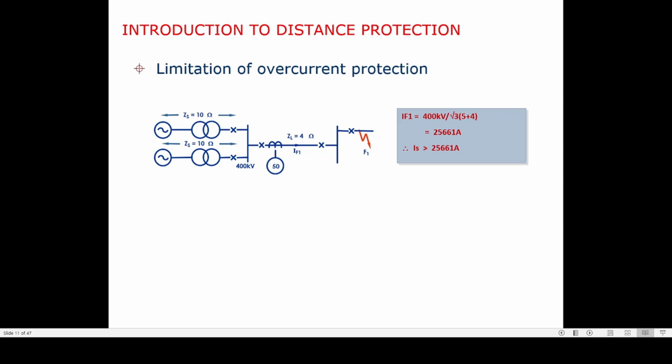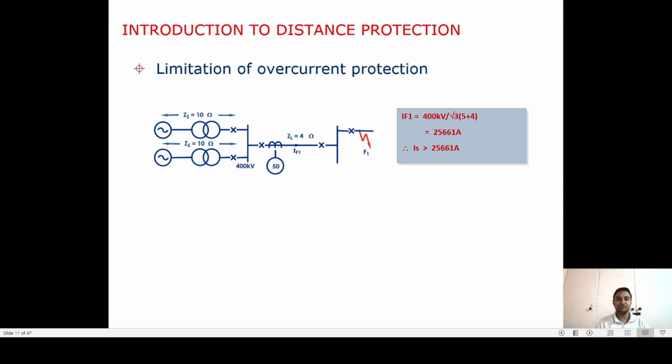What are the limitations? The first thing you can see is that we are considering a very simple system consisting of two sources or two generators having impedance, for example, of 10 ohm each, followed by a transmission line whose impedance is 4 ohm, and then a second transmission line. Now suppose there is a fault on this transmission line, at location F1. For this fault, the total current measured by this CT at this location will be the voltage, 400 kV by root 3, divided by the impedance up to this point.